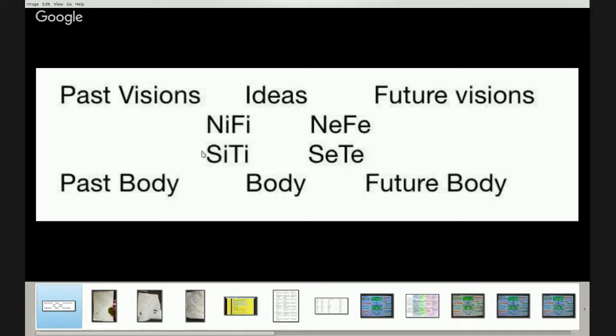Looking at this diagram, okay, we'll finish off the ones on the bottom before talking about the types in the middle. What about past body? What does that mean?